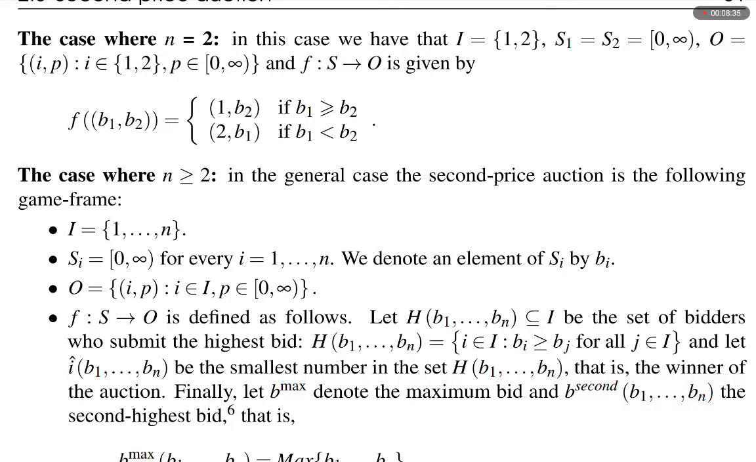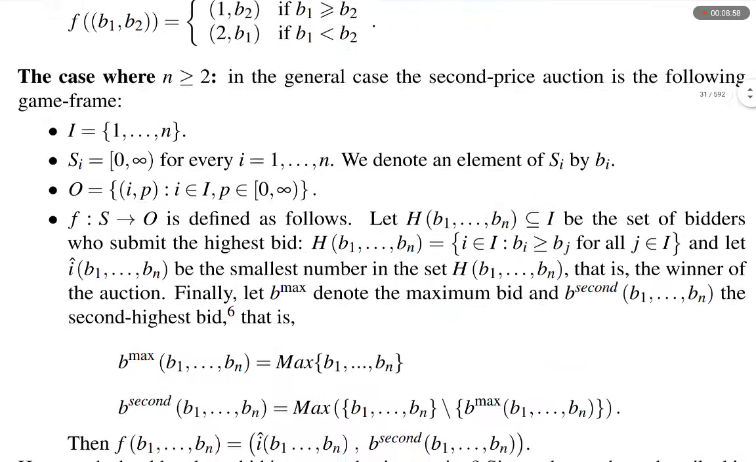equals the set (1, b_2) if b_1 is greater than or equal to b_2. Next line, (2, b_1) if b_1 is less than b_2.